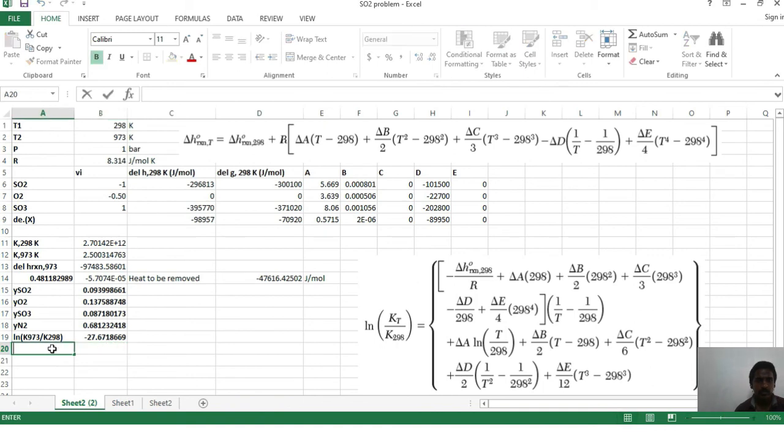Now let us calculate K at 973, that is K at 298 multiplied by the exponential of this whole term. We are getting K as 2.593301814 when delta H depends on the temperature.